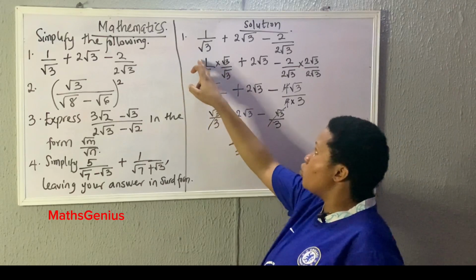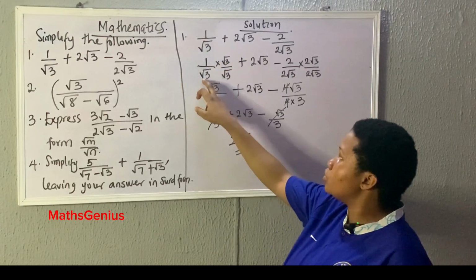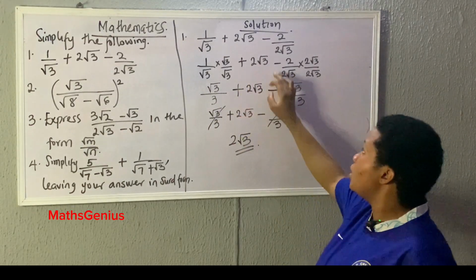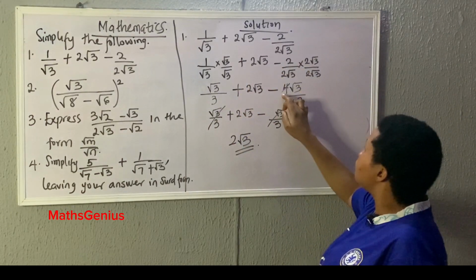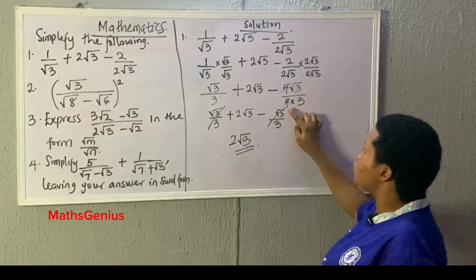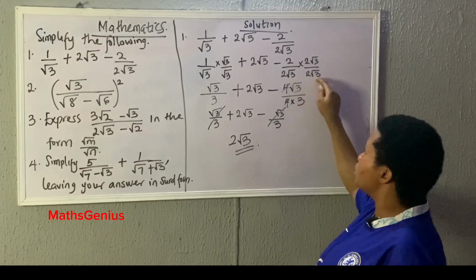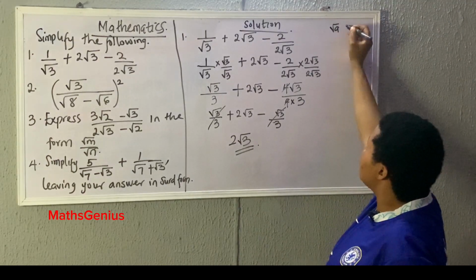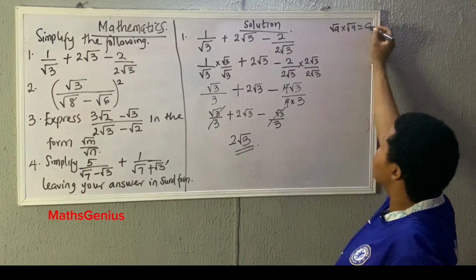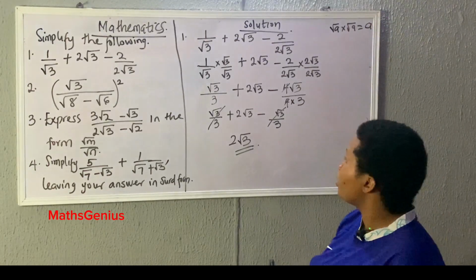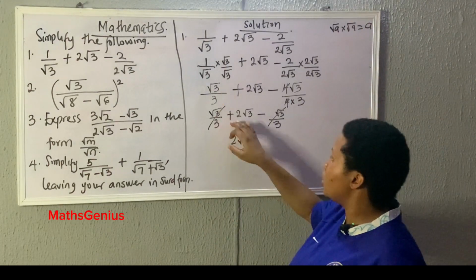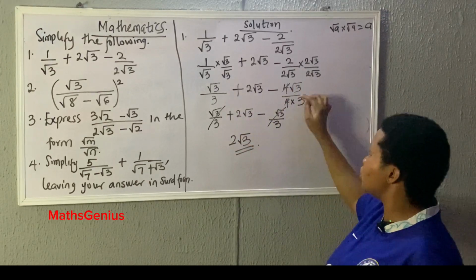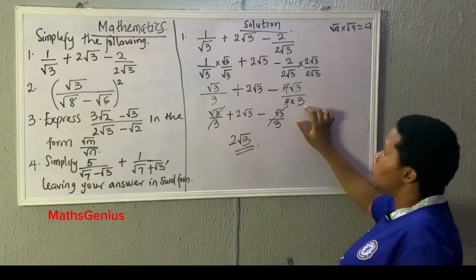Now let's simplify. 1 times root 3 will give us root 3. Root 3 times root 3 will give us 3, plus 2 root 3 minus 2 times 2 will give us 4 root 3. 2 times 2 also gives us 4, times root 3 times root 3 will give us 3. And I said we should recall that root a times root a will give us what? a. From there we have root 3 over 3 plus 2 root 3 minus this 4, we cancel this 4. So we are left with root 3 over 3.